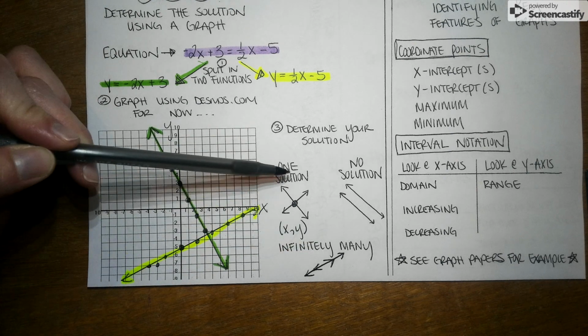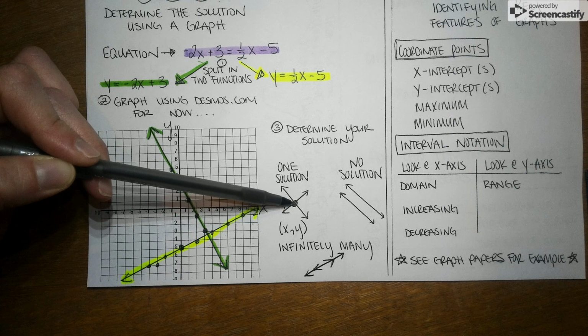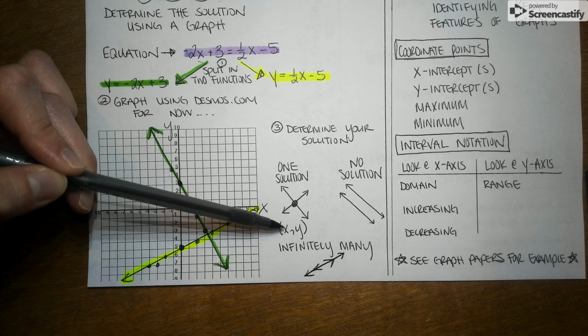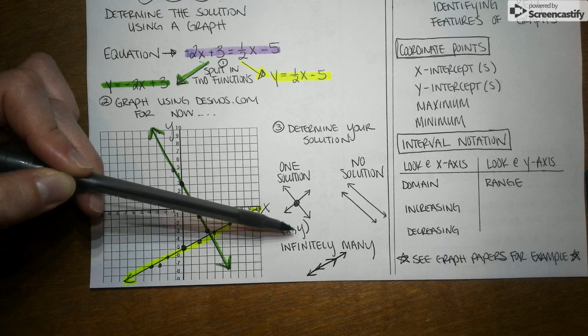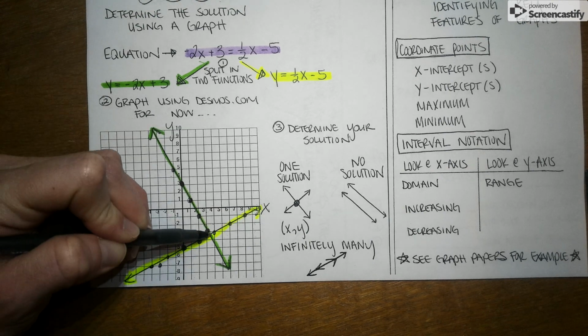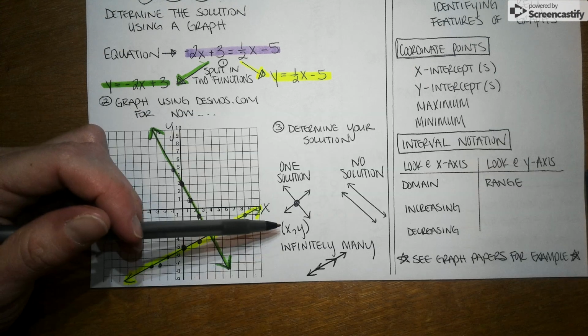If my graph has one solution, that means my two linear lines will meet at one point, and that point is going to be x comma y. So I will have an x value and a y value, which we can kind of see a little bit on my graph here, where these two lines meet.